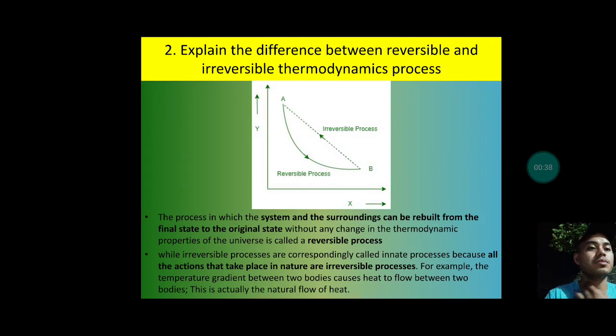What's the difference between reversible and irreversible thermodynamic processes? As you can see in the diagram, irreversible processes have a straight line, while reversible processes have a curved line. The process in which the system and the surroundings can be restored from the final state to the original state is called a reversible process, while all the actions that take place in nature are irreversible processes. For example, if you burn wood, it will turn to ashes. You cannot reverse it by turning the ashes back to wood. So that's an irreversible process.